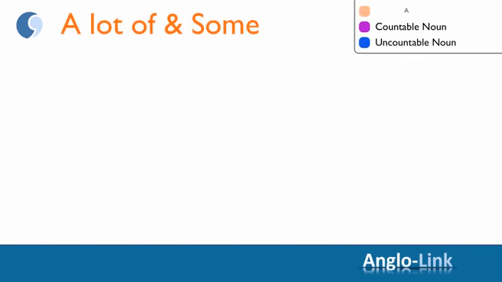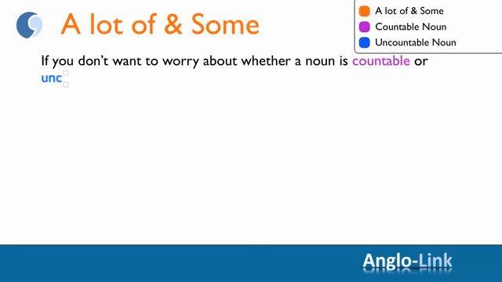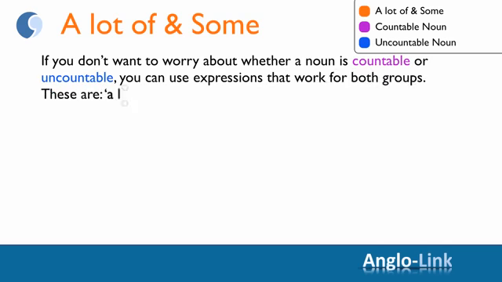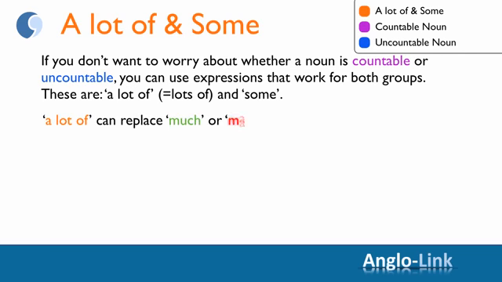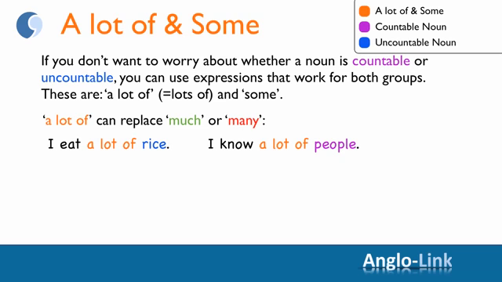Okay, let's look at two other quantifiers, a lot of and some. If you don't want to worry about whether a noun is countable or uncountable, you can use expressions that work for both groups. These are a lot of, or lots of, and some. Lots of is just a little more informal than a lot of. A lot of can replace much or many. For example, I eat a lot of rice, or I know a lot of people.